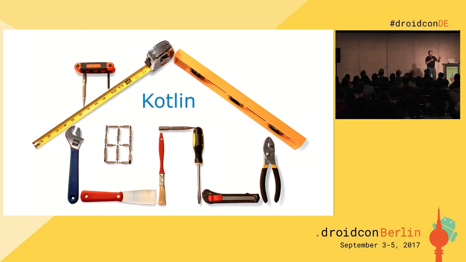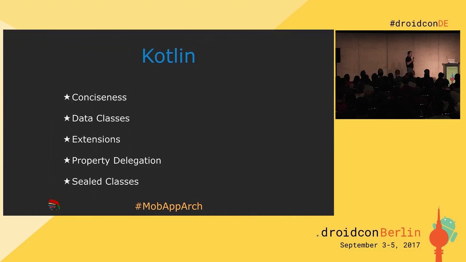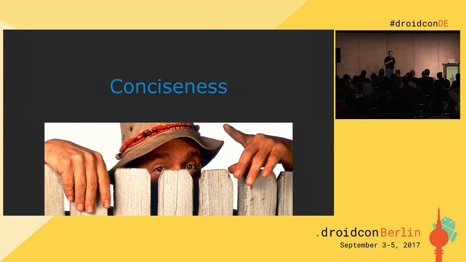So if this is what we all agree could be the basic blueprint for an architecture, how does Kotlin help me with that? Well, Kotlin brings several things to the table, and I'm not going to be able to cover all of them, but I want to cover a few. The first one would be conciseness, the terse language that we get with Kotlin. Second, data classes. Then we will talk a little bit about extensions, a little bit about property delegation, and finally, some hints about sealed classes. Let's start with conciseness.